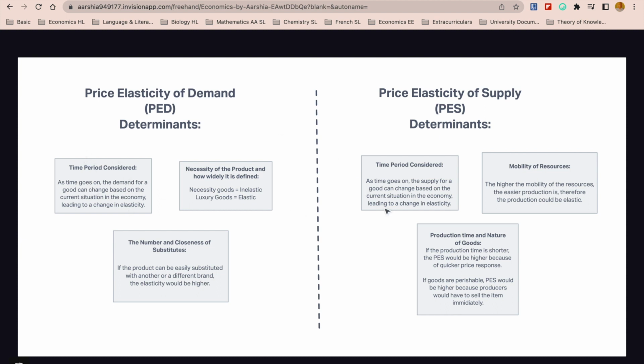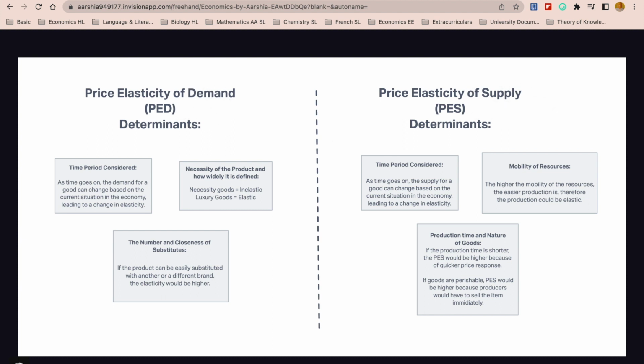So the first one for both is the time period considered. Because as time goes on, the demand or supply for a good can be changed based on the current situation in the economy, leading to a change in elasticity of demand or supply.